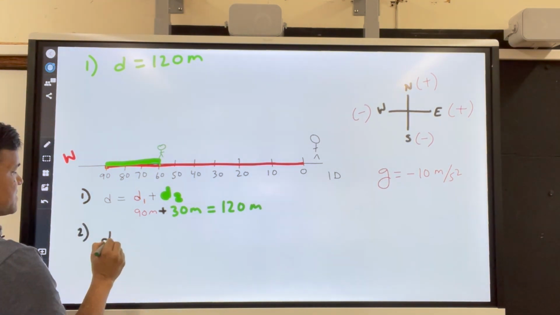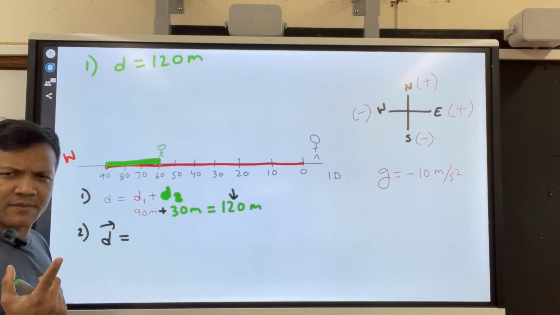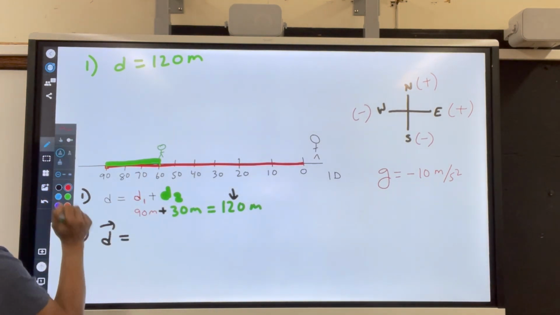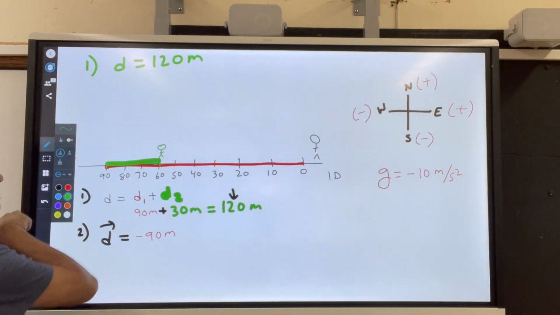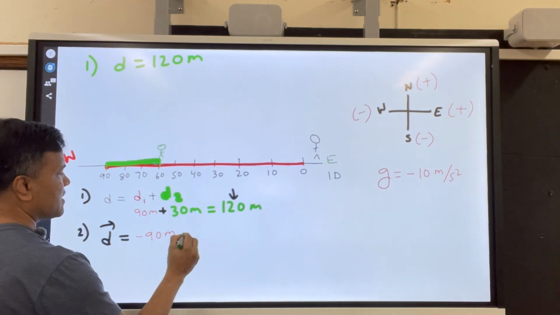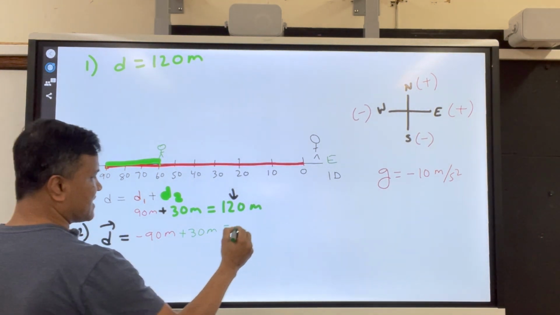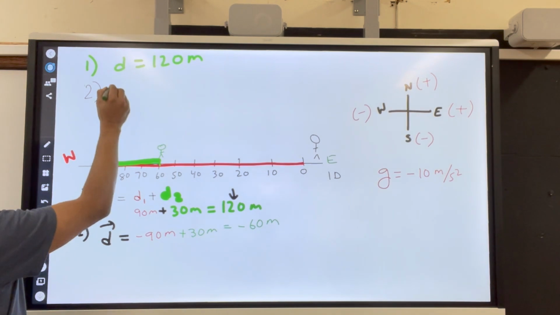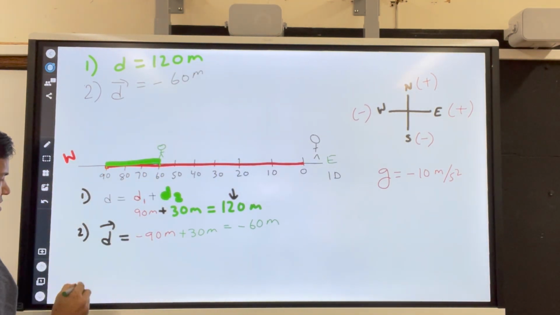Now, the next thing we're going to do is displacement. So pay attention to displacement. For displacement, you have to pay attention to magnitude, and you also have to pay attention to the direction. So since the red is to the west, red is not 90, red is actually negative 90 meter, right? Pay attention to this. And since green is to the east, green is positive, of course, positive 30 meter. So negative 90 meter plus positive 30 meter is negative 60 meter. So the answer to question number 2 is displacement is equal to negative 60 meter.